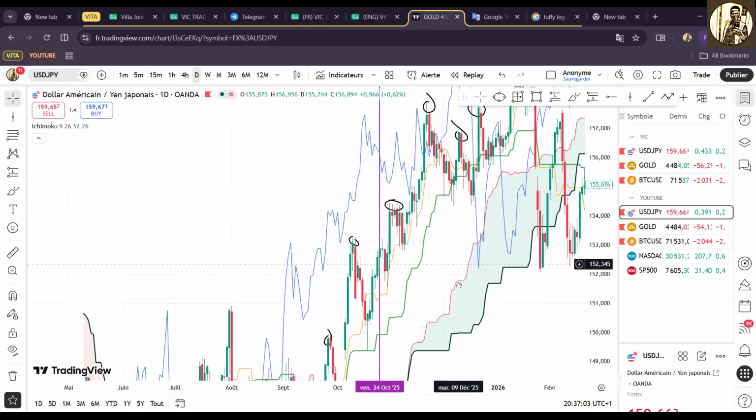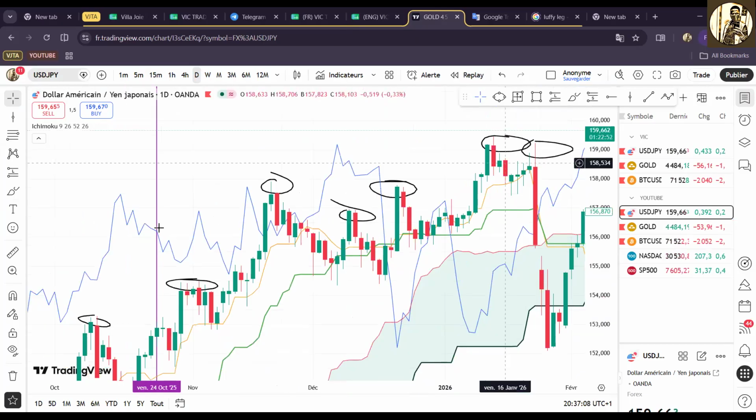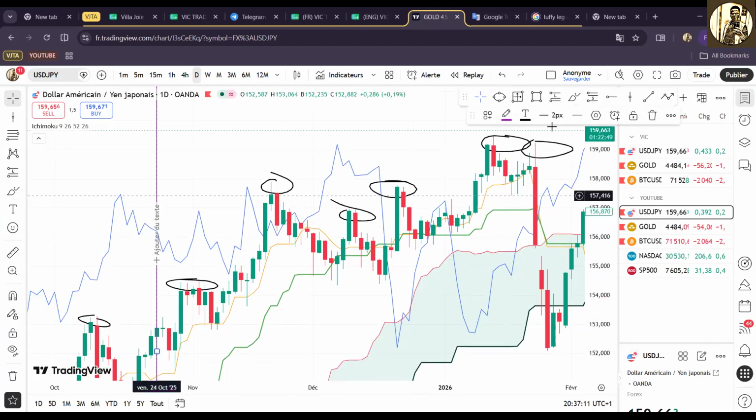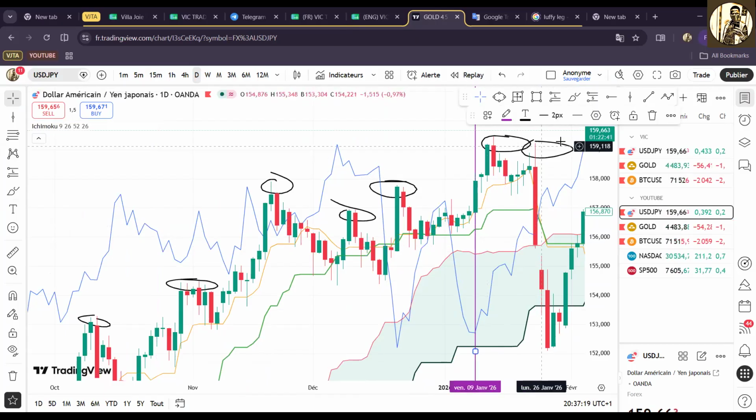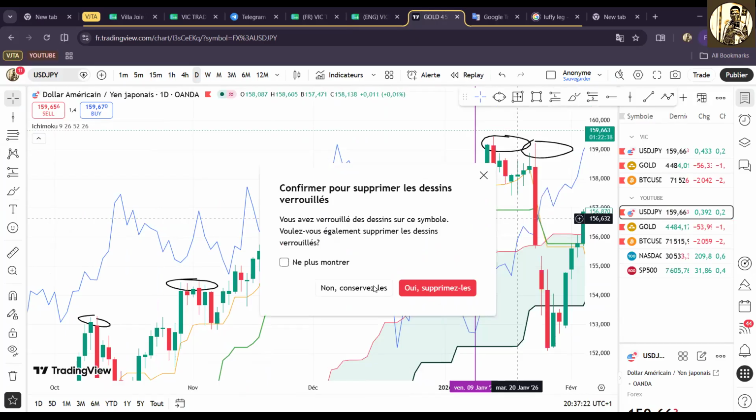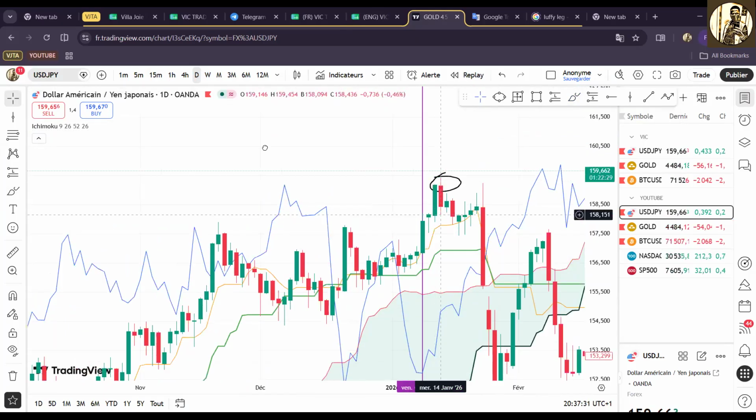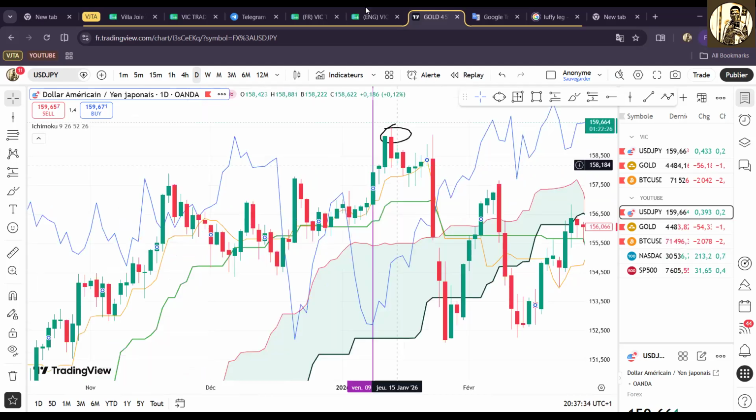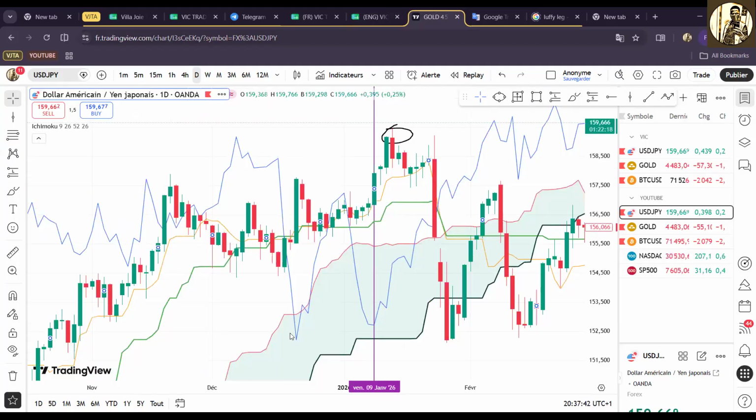So we have this way, right? Let us take this one. Let us take this setup, this empty setup. On this empty setup, how do you trade this? What you're going to do is go on H4, on H1. You go on H1. So let's go on H1 to find out that setup.